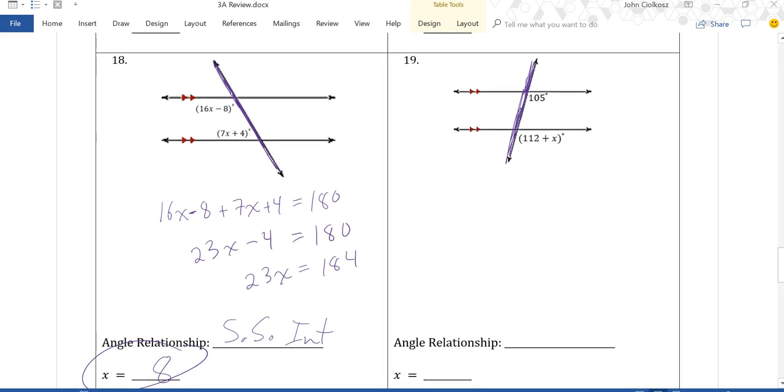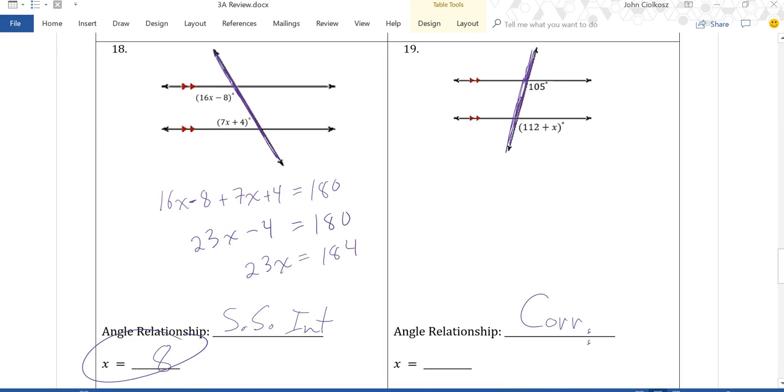Last one for this page here. On this side, we're on the same side. Okay, so they're not alternate. They're not both interior, so that gives us corresponding. One inside and one outside on the same side, so that gives us corresponding.